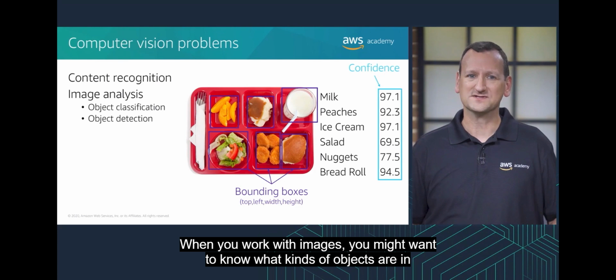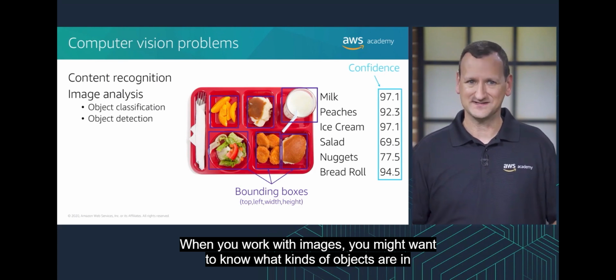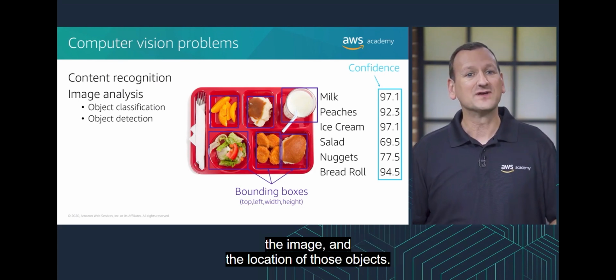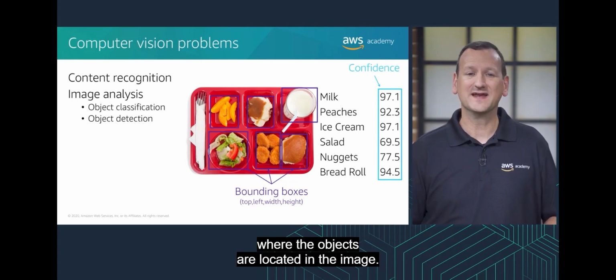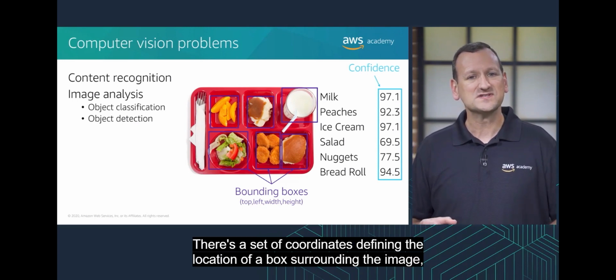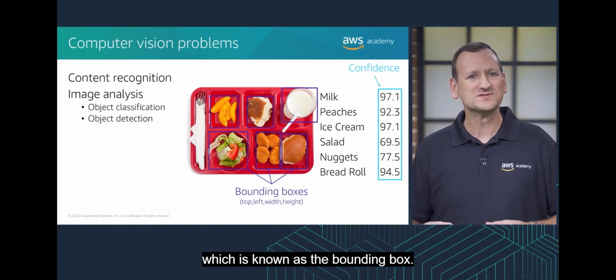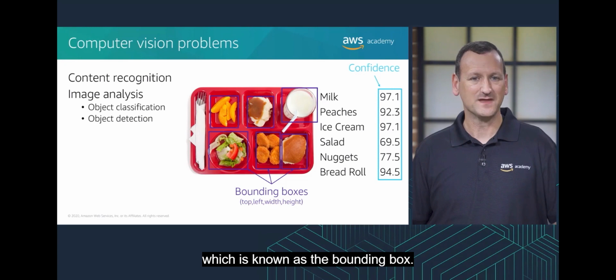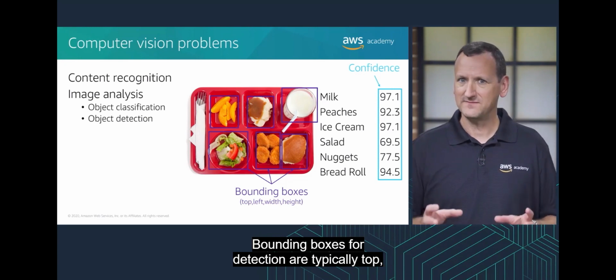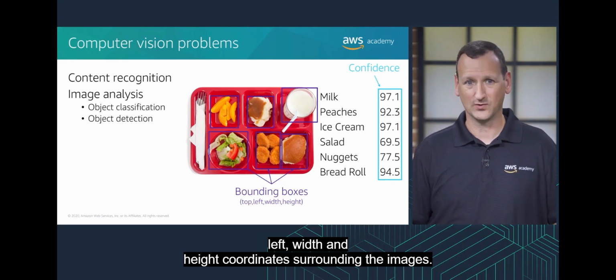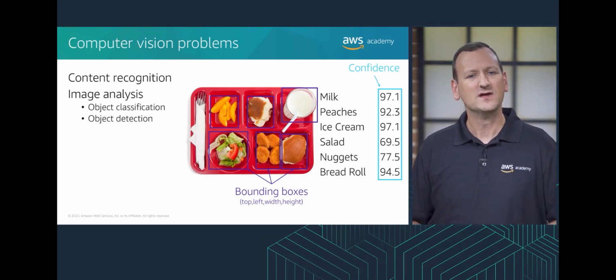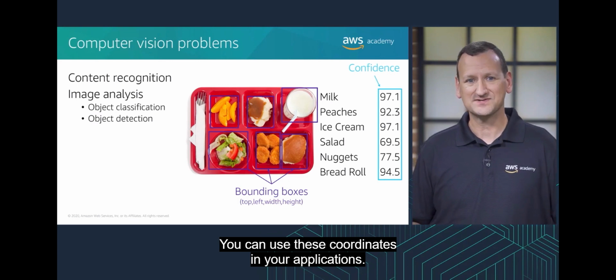When you work with images, you might want to know what kinds of objects are in the image and the location of those objects. Object detection provides the image categories and where the objects are located in the image. There's a set of coordinates defining the location of a box surrounding the image, which is known as the bounding box. Bounding boxes for detection are typically top, left, width, and height coordinates surrounding the images. You can use these coordinates in your applications.